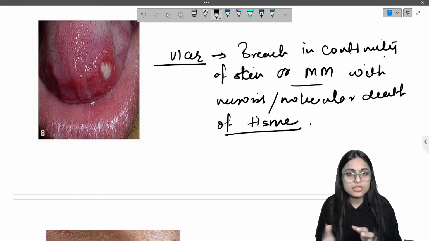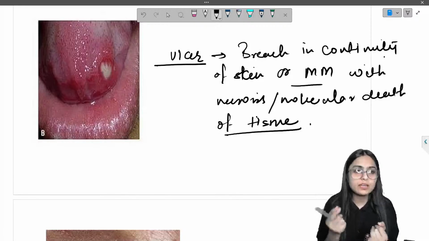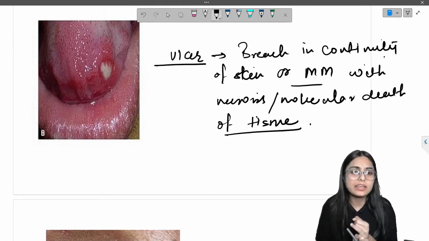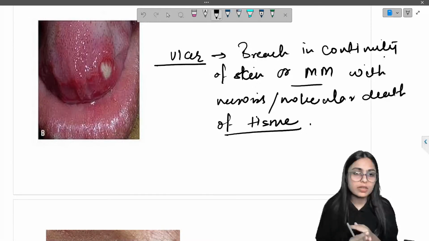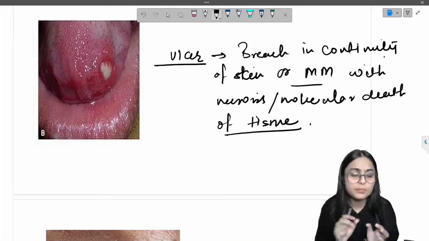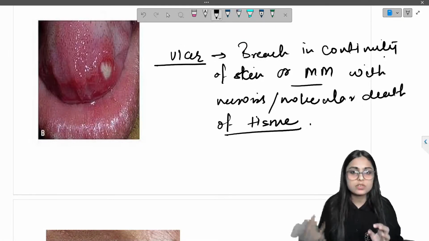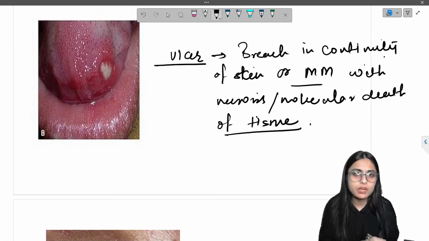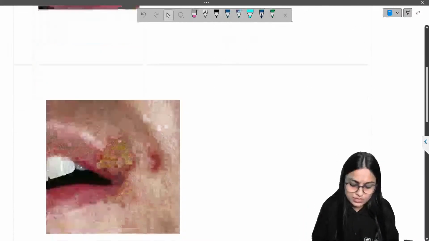Ulcer is a secondary lesion that you see in herpes labialis. Then we can see it in pemphigus, and we can see it in pemphigoid. So ulcer is a widely used term, and you see the lesion in many of the conditions that we are going to study. Ulcer is just a breach in continuity of skin or mucous membrane with necrosis or molecular death of the tissue. All right, ulcer was easy.